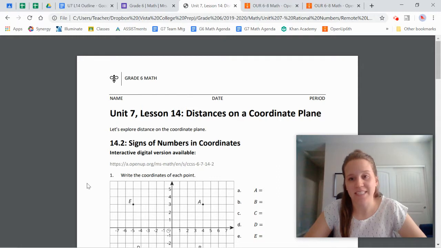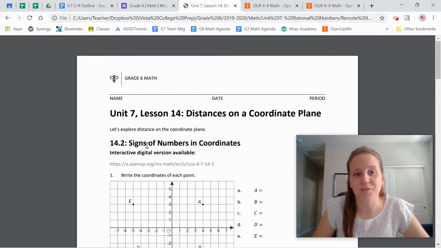Today we're going to be talking about distances on a coordinate plane. Can you make sure you have your notes and a place to focus and take them? Go ahead and set up your notes with the title of this lesson. This is Unit 7, Lesson 14, Distances on a Coordinate Plane.